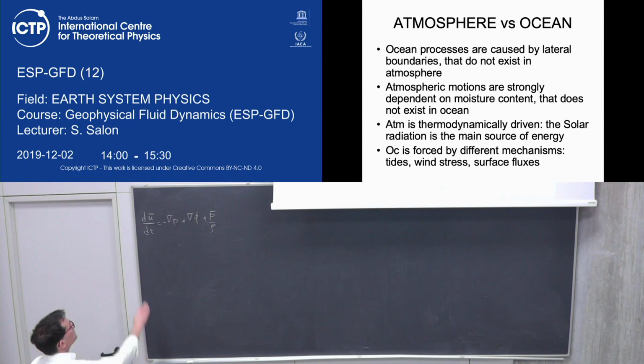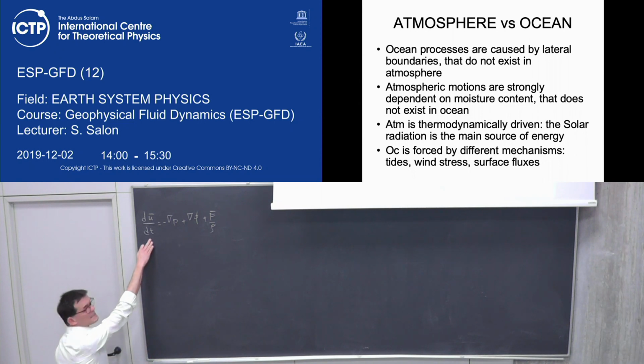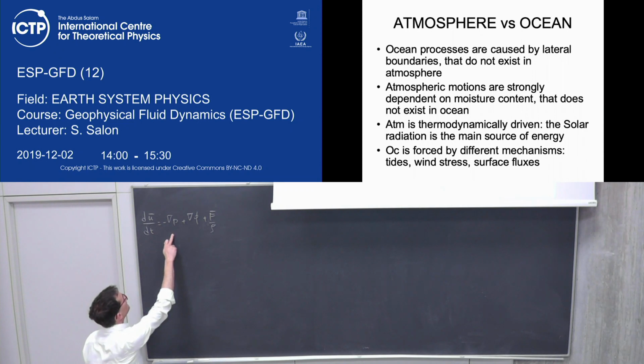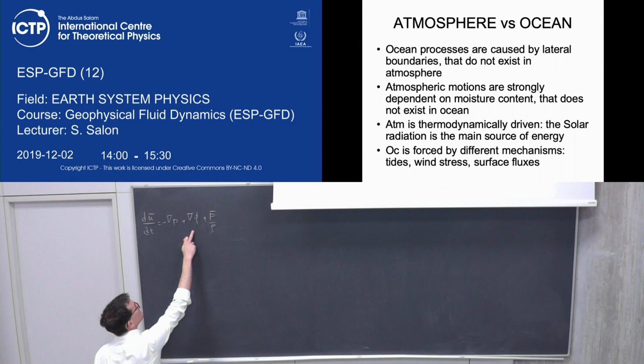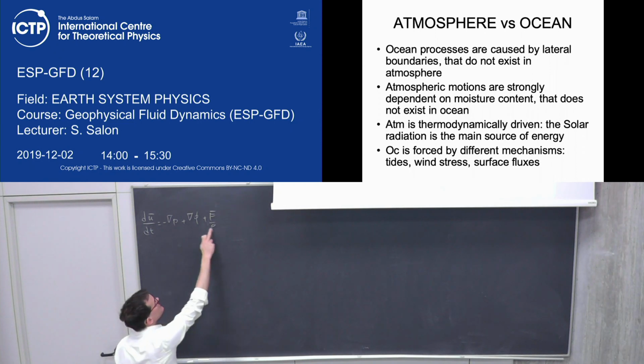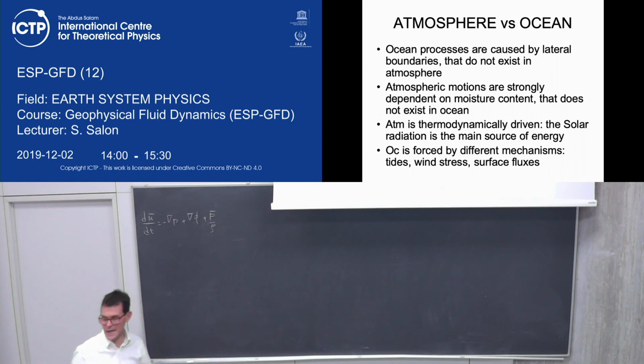So the acceleration is equal to the pressure gradient plus the body forces and the friction forces. Okay, this is the very general expression for the Navier-Stokes equation. Then we will see more in detail.